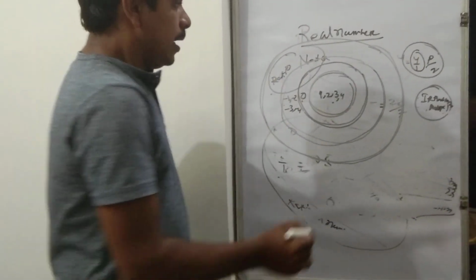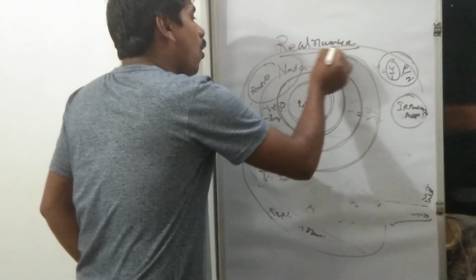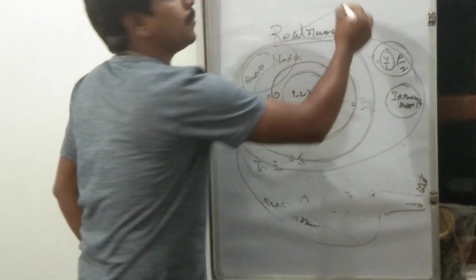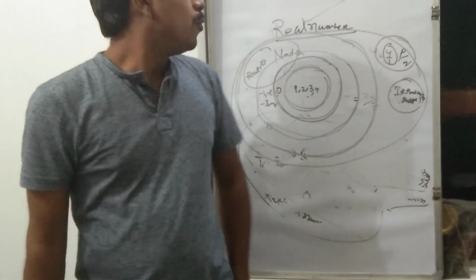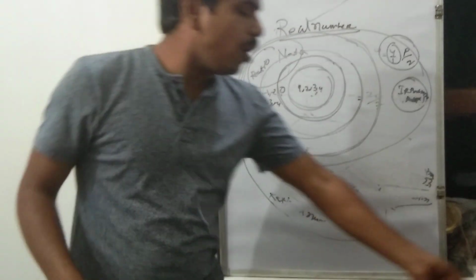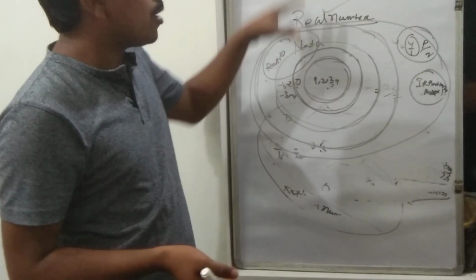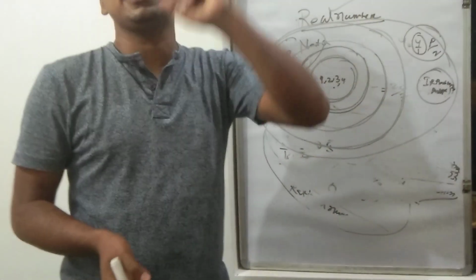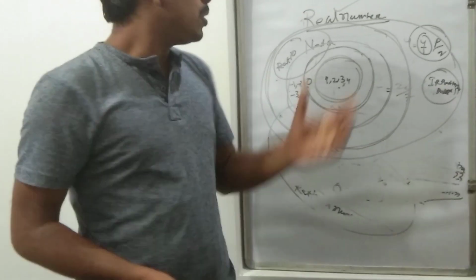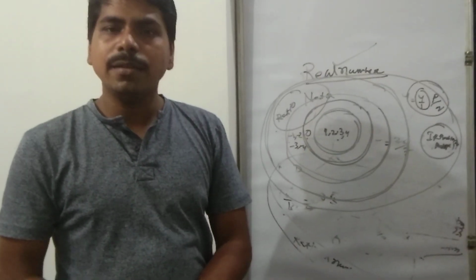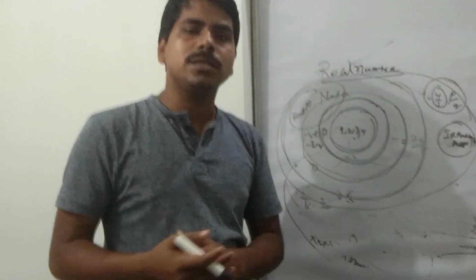Okay? All these numbers are called the real numbers. What is real number? Real numbers are also known as the universal set of numbers, because all numbers are represented in the real number. Okay? Next we will discuss in the next class.